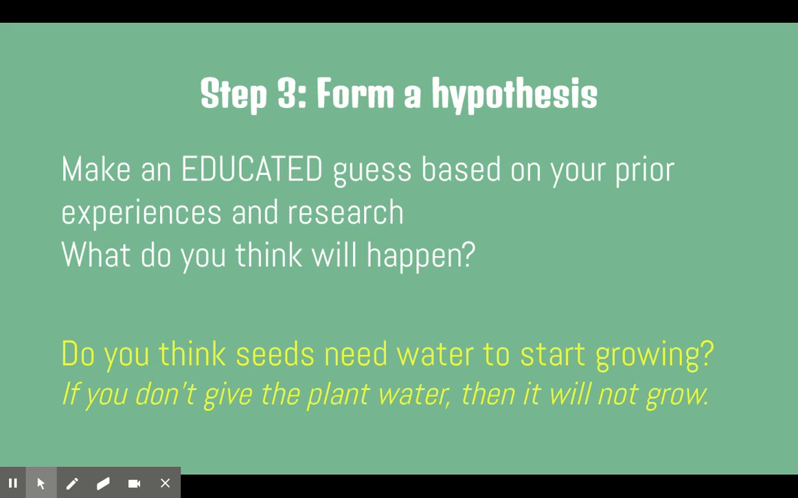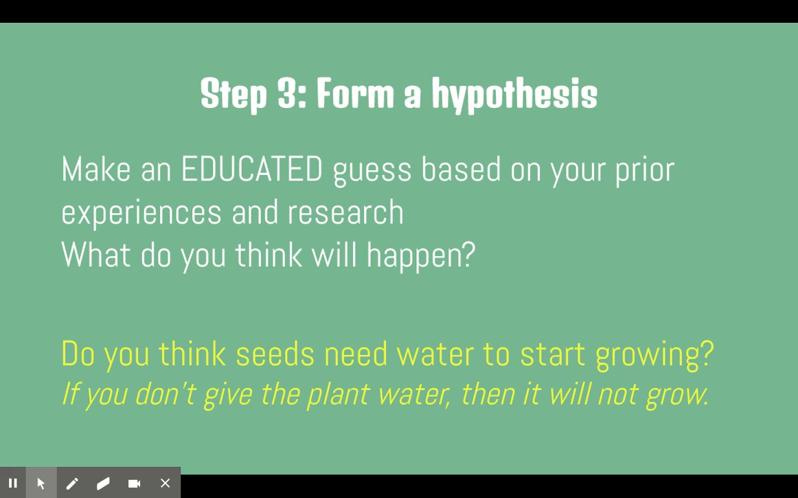Do you think the seeds need water to start growing? Well, if you don't give the plant water, then it will not grow. That is our hypothesis. It's a statement, okay? Our hypothesis is, if you don't give the plant water, then it will not grow. You're making a specific prediction. Remember, science is predictable. You can make a specific prediction, and that's what your hypothesis is.